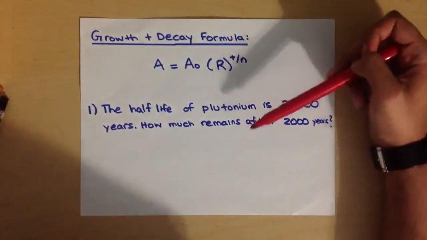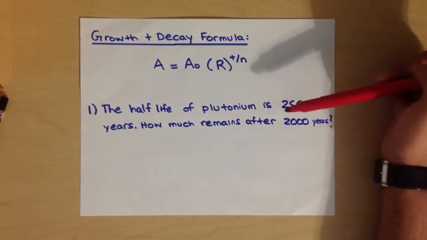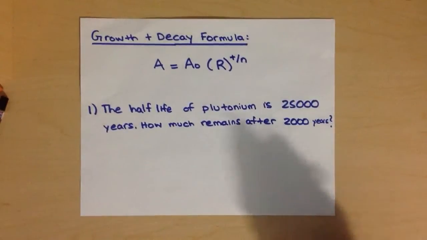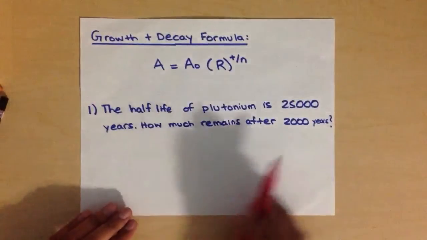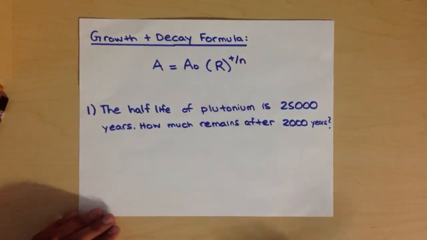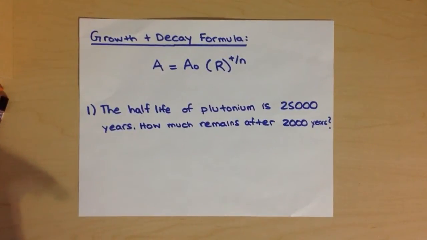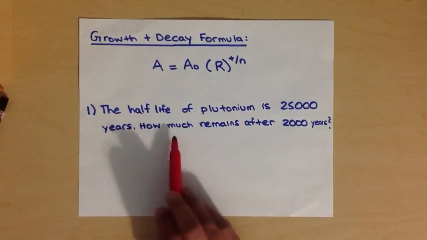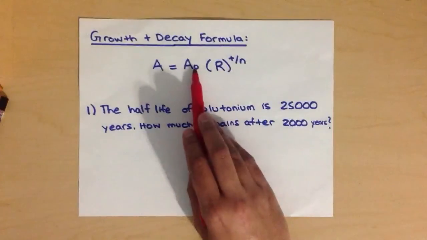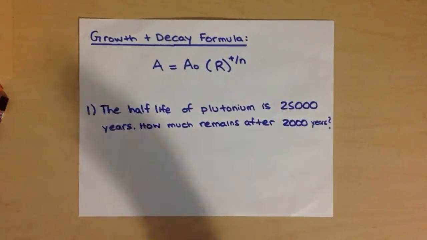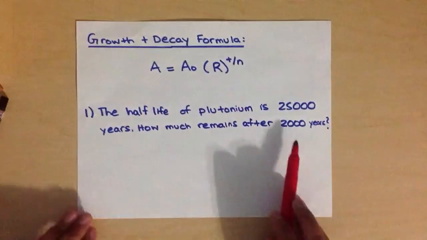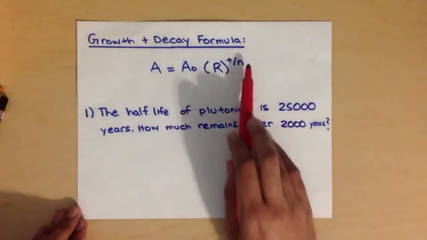Here's one of the first half-life questions. The half-life of plutonium is 25,000 years, and how much is going to remain after 2,000 years? This type of calculation is really easy using this formula. We're asking how much of a given sample remains, which is a percentage. When you're dealing with percentages, you always assume the original percentage was 100%. You start with 100%, and then it's going to go down. So our A0 is 100, the ratio is half, and the half-life is 25,000 years, so N will be 25,000.